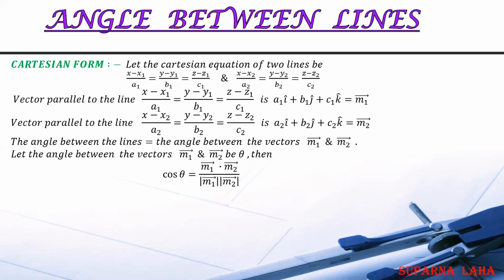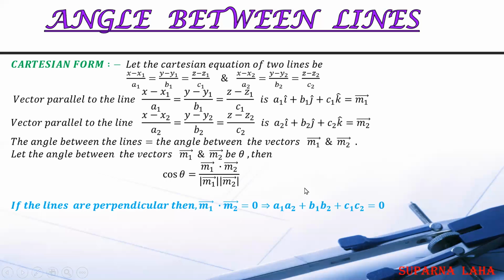Now, if the lines are perpendicular to each other, that means m1 dot m2, this vector m1 dot vector m2, their dot product is 0. So if we find their dot product, we will find a1 into a2 plus b1 into b2 plus c1 into c2, that is, their direction ratios proportional to a1, b1, c1 and a2, b2, c2. So if we multiply, a1 a2 plus b1 b2 plus c1 c2, this value will be 0.